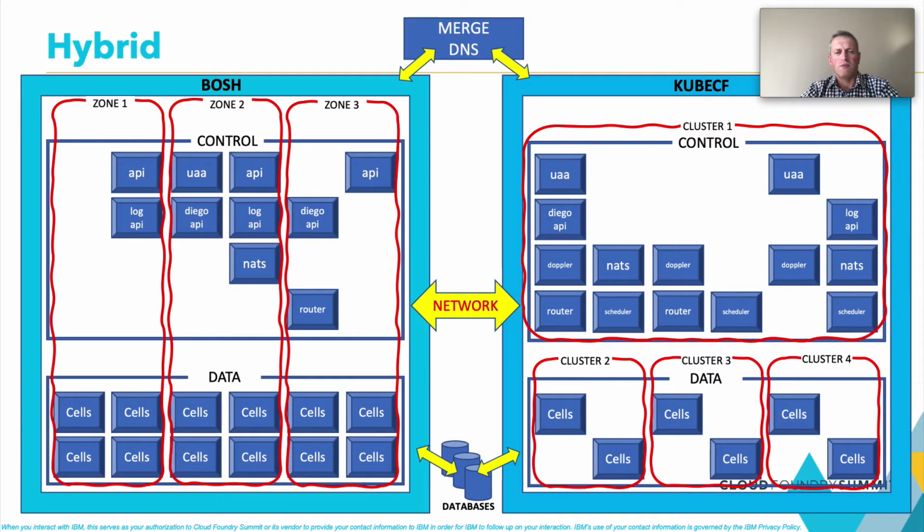So let me show a diagram that tries to convey this. It's quite a busy diagram. I simplified it a fair amount, but there's still quite a lot to unpack here. So let me see if I can describe it. On the left, you've got the BOSH environment, which I framed in blue, and on the right you've got the KubeCF environment, and the hybrid is the overall combination of all of this working together.